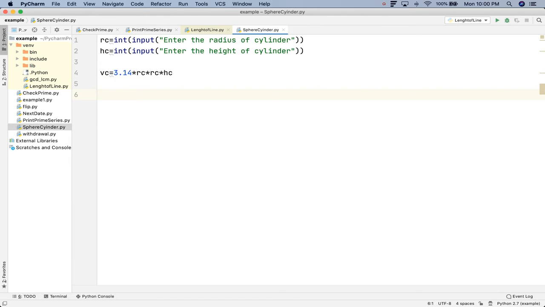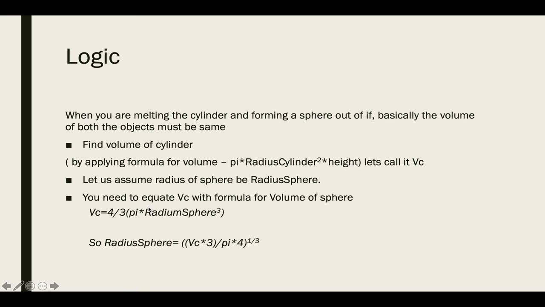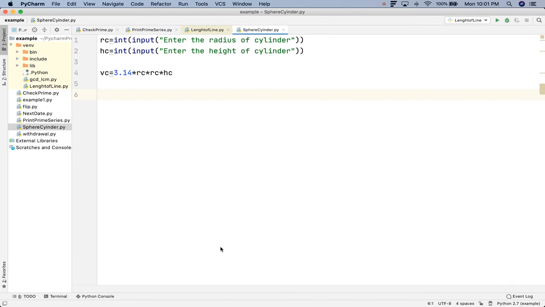Now I will equate the value of volume of cylinder with this. In our presentation we discussed that we have to equate this, but in programming there is no need to equate these variables. You just need to write this value. So our radius of the sphere is going to be Vc into 3 divided by pi into 4 and cube root. Because this is a complex formula, I will find out the base first and then apply the power. So the base is going to be volume of cylinder into 3 divided by pi, substituting the value of pi, into 4. So this is the temporary variable. You can also apply it in a single step, but to make it simpler, I am dividing it into 2 steps.